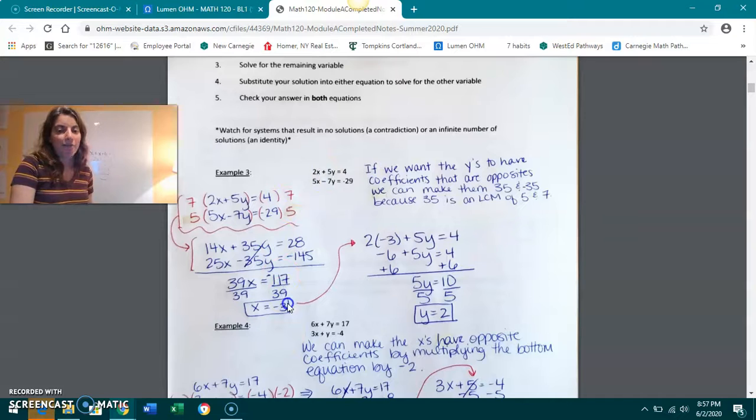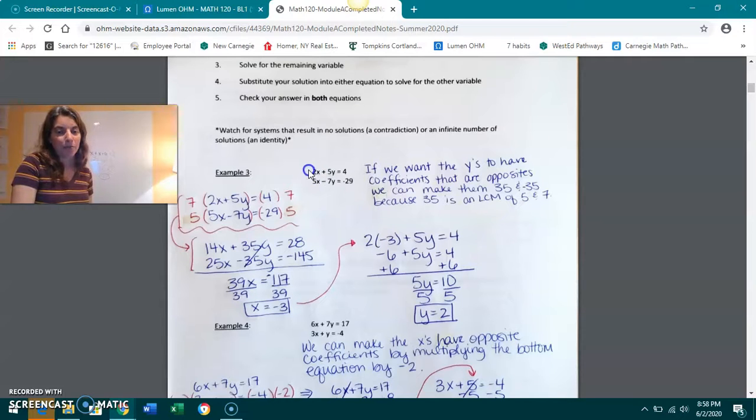Just like before, I have my x, and I plug it into either equation. I chose to do the top equation, which gives me a y. Again, we want to check these in both equations. Now, if I had wanted to eliminate the x's instead, they both have to be 10, but one has to be positive and one has to be negative. It doesn't matter which one.